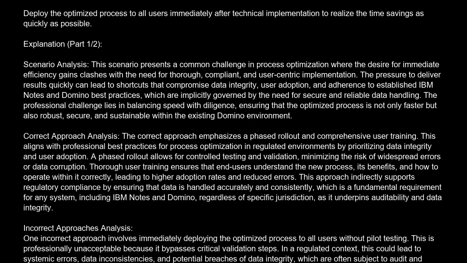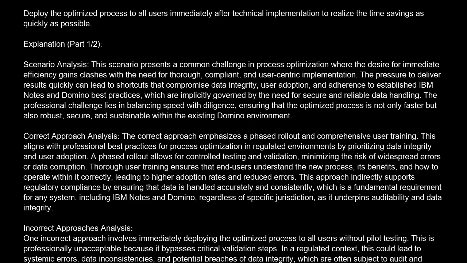The pressure to deliver results quickly can lead to shortcuts that compromise data integrity, user adoption, and adherence to established IBM Notes and Domino best practices, which are implicitly governed by the need for secure and reliable data handling. The professional challenge lies in balancing speed with diligence, ensuring that the optimized process is not only faster, but also robust, secure, and sustainable within the existing Domino environment.